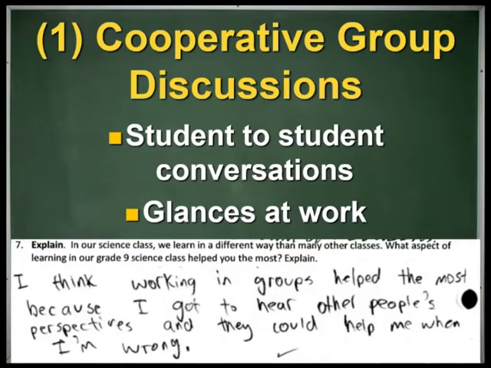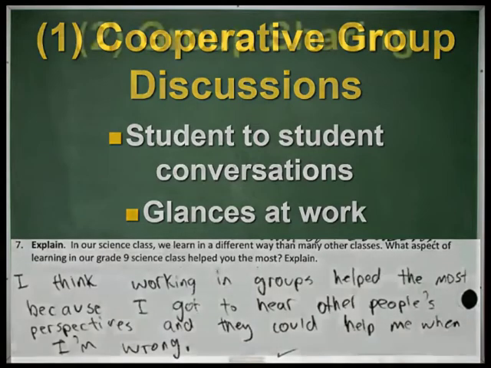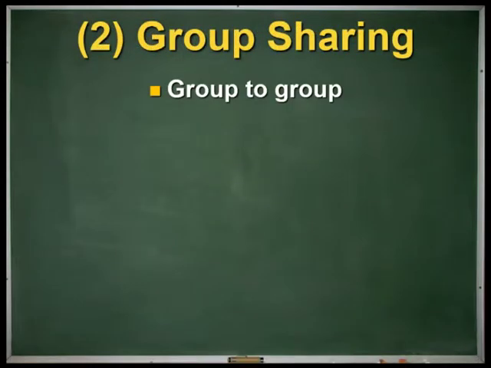The last question in our first test of the course is always the same. I ask my students, in our science class, we learn in a different way than many other classes. What aspect of learning in our grade 9 science class helped you the most? Please explain. And here's what one student said. I think working in groups helped the most because I got to hear other people's perspectives and they could help me when I'm wrong.